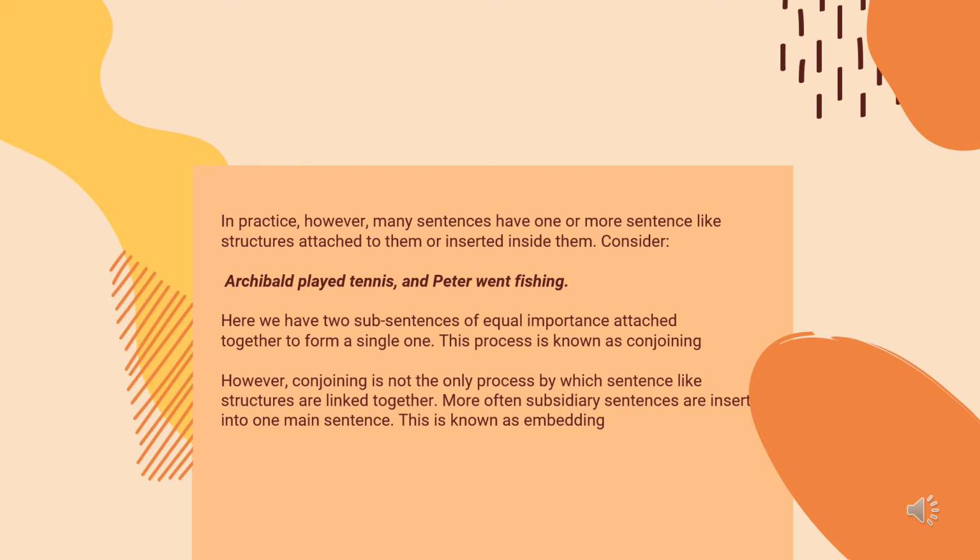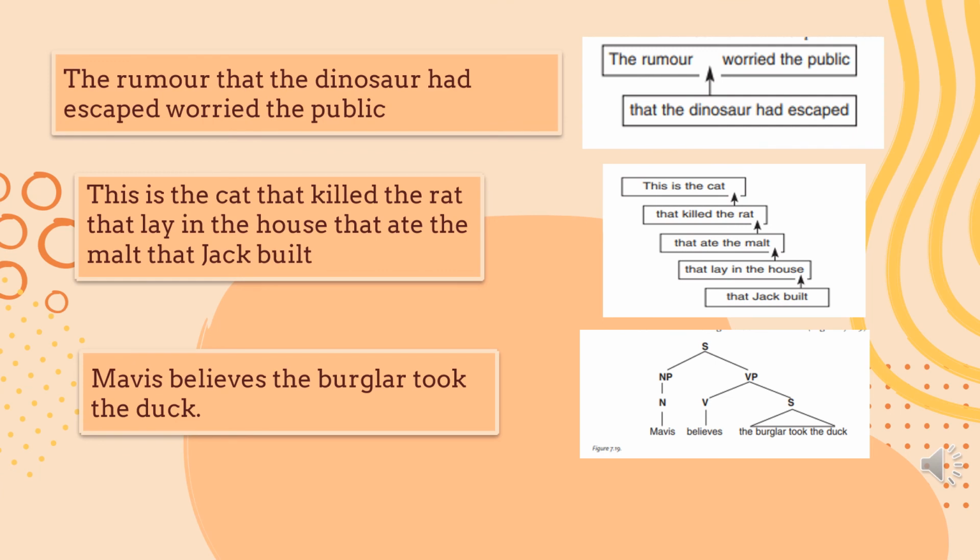However, conjoining is not the only process by which sentence-like structures are linked together. More often, subsidiary sentences are inserted into one main sentence. This is known as embedding. The rumor that the dinosaur had escaped worried the public. In theory, a sentence can have an indefinite number of sentences embedded in it, and the fact that the rumor that the dinosaur had escaped worried the public is not surprising. The simple sentence has two others embedded in it.